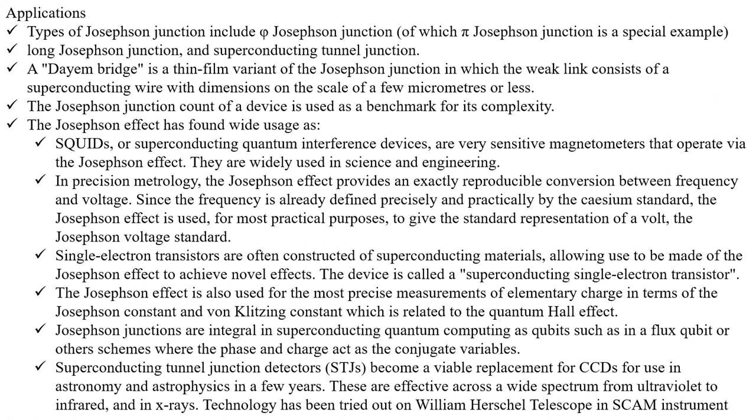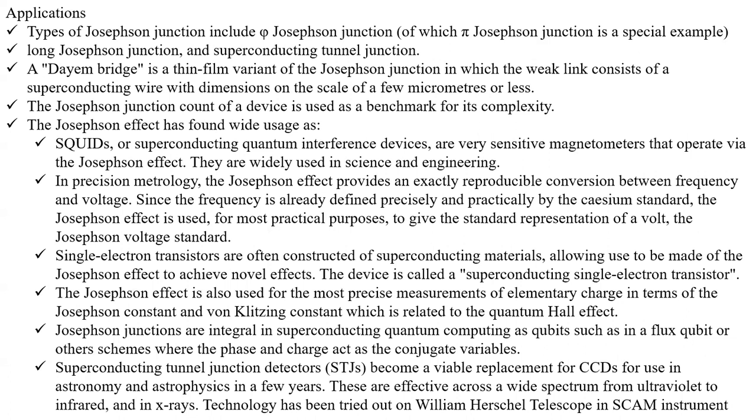There are several applications where the Josephson effect finds its advantage, and there is wide usage. That is listed here. One is the SQUID, the superconducting quantum interference devices, which are very sensitive magnetometers that operate via the Josephson effect. Why? Because we need that type of devices in engineering and science, particularly for achieving a large current by the application of a small potential. Even in precision metrology, the Josephson effect provides an exactly reproducible conversion between frequency and voltage.